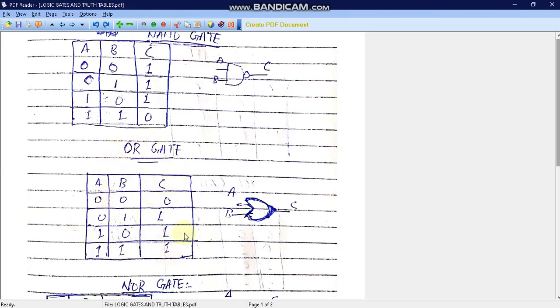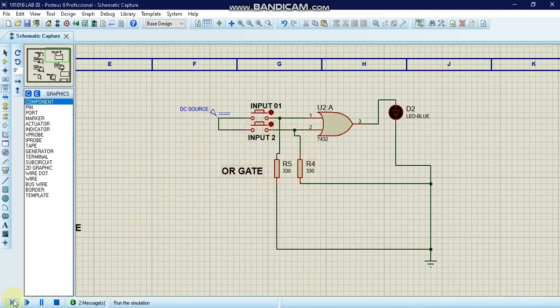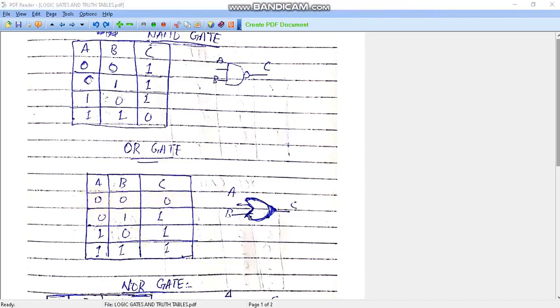That's how the OR gate works, and this is the truth table of our OR gate. Now if we see the simulation, both of our inputs, input 1 and input 2, are off, and this is a DC source attached to both of our inputs. Now we can see how this OR gate works. Both of our inputs are low, so as we can see in the truth table, 0 OR 0 gives us an output of 0, so the LED is off.